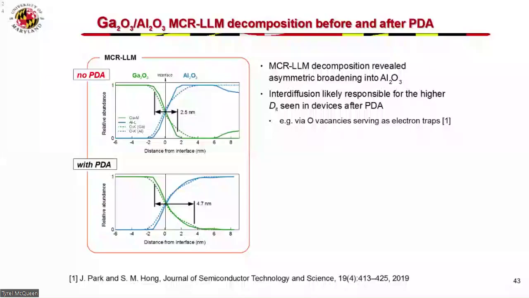So with the post-deposition annealing, this becomes wider, about 4.7 nanometers. And we believe that maybe there are some oxygen vacancies and there's obviously some diffusion of gallium into the aluminum oxide and maybe some aluminum into the gallium oxide.